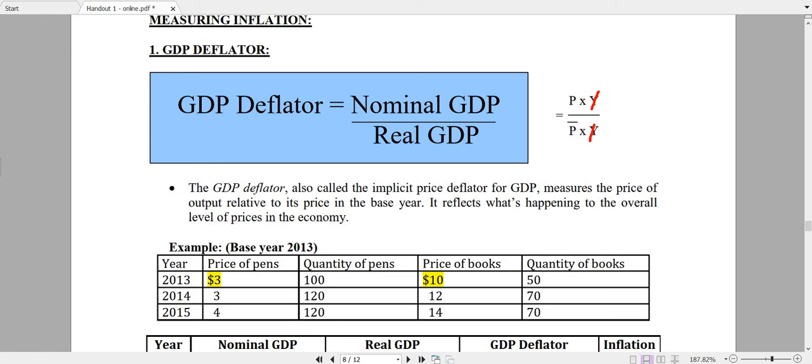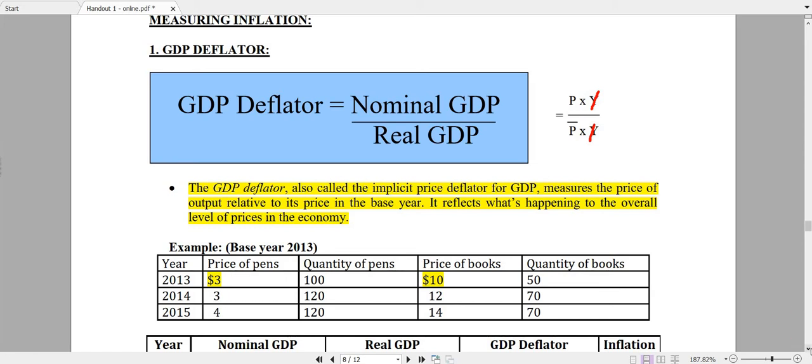So if you read what's written below the formula, GDP deflator is also called the implicit price deflator for GDP, and it measures the prices of output relative to its price in the base year. Okay, so it reflects what's happening to the overall level of prices in the economy as compared to the base year, right? So this formula clearly shows you the GDP deflator can be very well used to measure inflation in the economy, because it tells us what is happening to the prices in the current year relative to the prices in the base year.